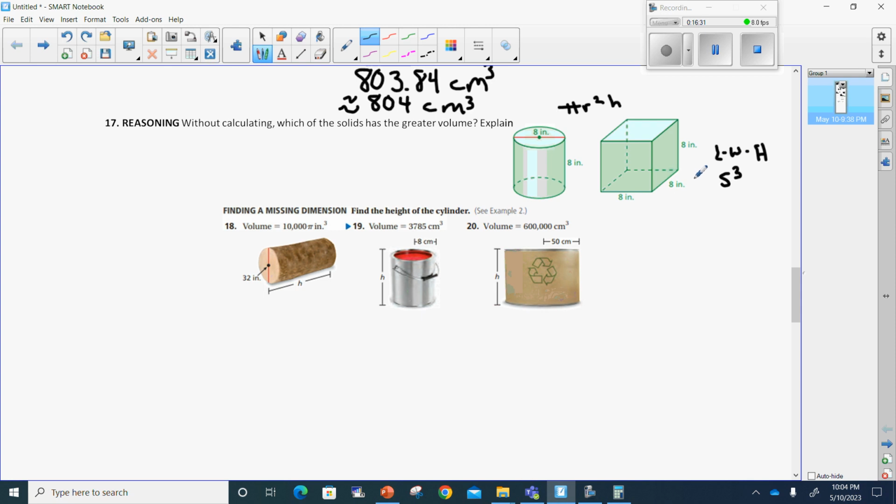I'm thinking, if this height is 8 and this height is 8, and the width of this is 8 and the width of this is 8, this is a circle that will go inside this box, right? Which means the box has to have bigger volume because the circle is going to be inside of it, right? Does that make sense? All that extra space. So I'm going with the one with the greater volume is the box.